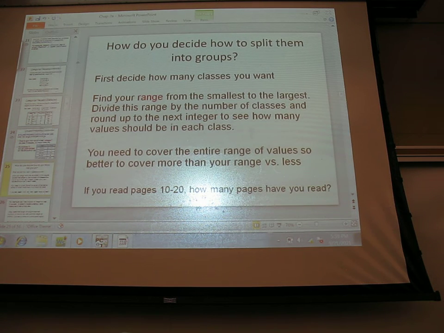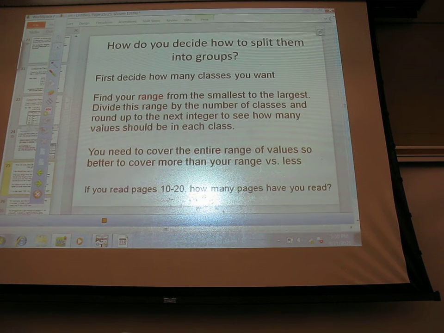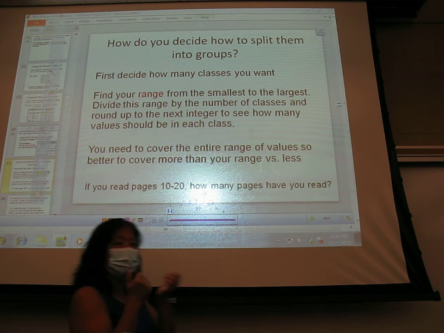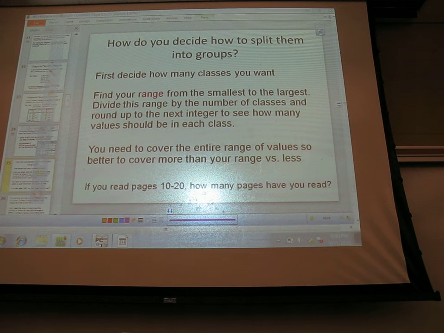How you decide to split them into groups. This is according to the book, your textbook's way. First, decide how many classes you want. Then figure out your range. Range is when you take your largest and your smallest and you subtract them. That's your range. Then you take that range and divide by the number of classes you want, and then you round up to the next integer.